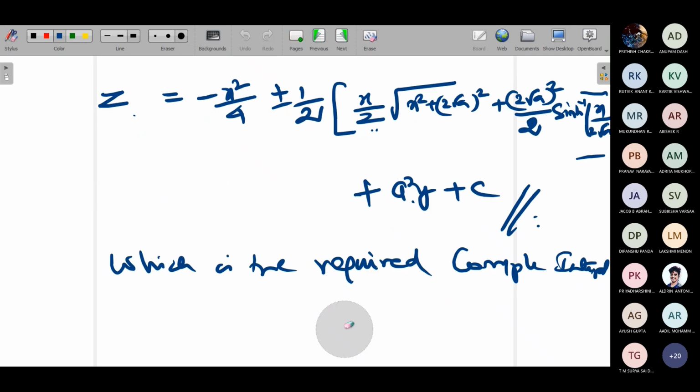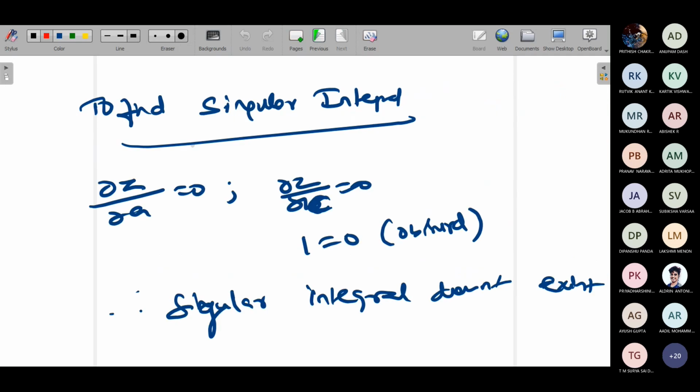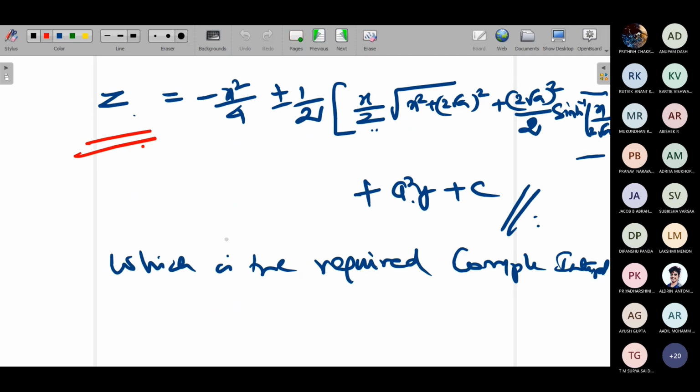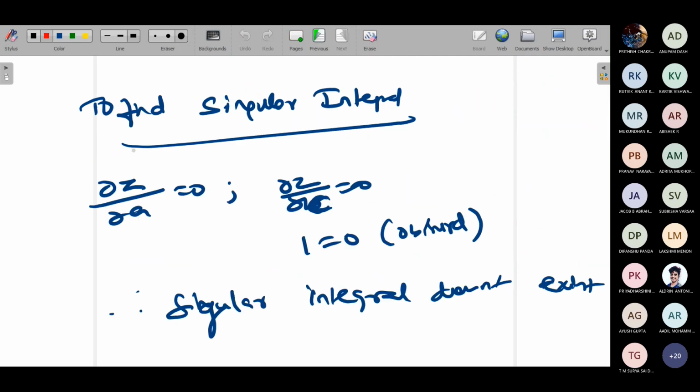Now this is your complete integral. So directly you can take from this to find a singular solution. You can take this as equation number 1. To find the singular integral, differentiate 1 partially with respect to a and partially with respect to c and equate it to 0. Before differentiating, you can look at this term, and you get this form, which shows that there is no singular integral for the problem.